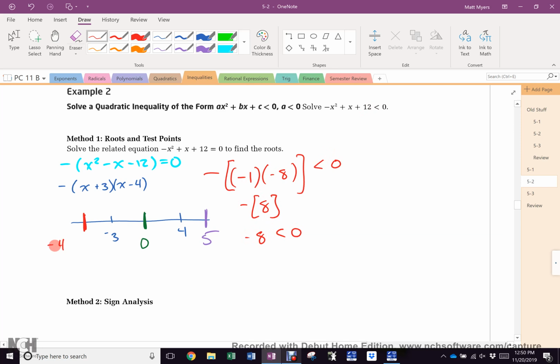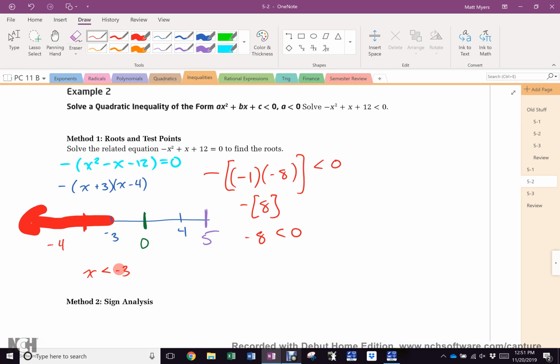So does number 4 give me a value that is less than 0? So does that mean everything over here does? Yes. So all of this is good, right? So we know that x could be less than negative 3. Yeah? Now, once we know that, we actually know the rest, don't we?